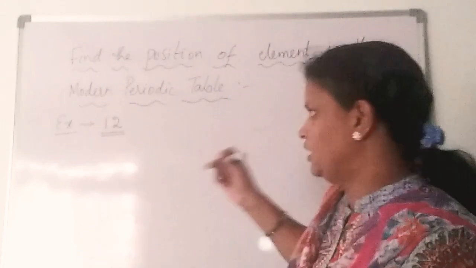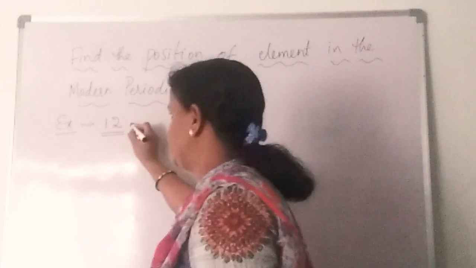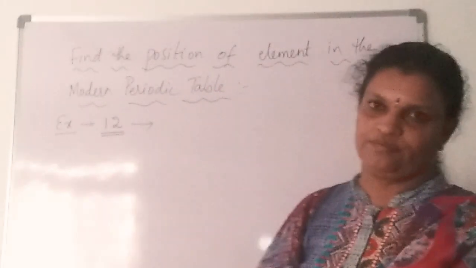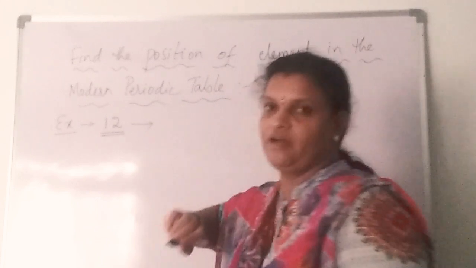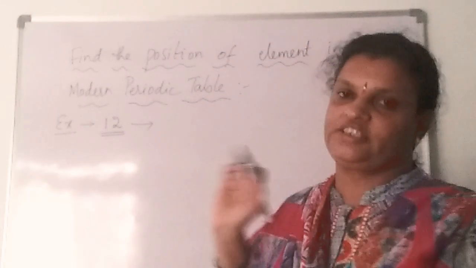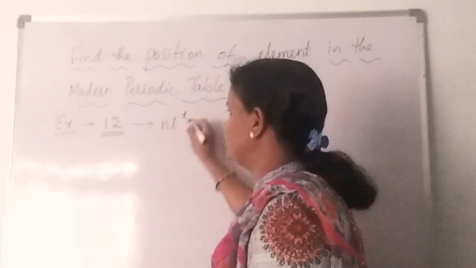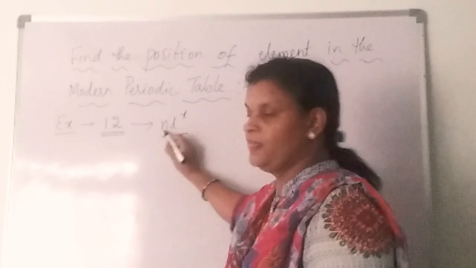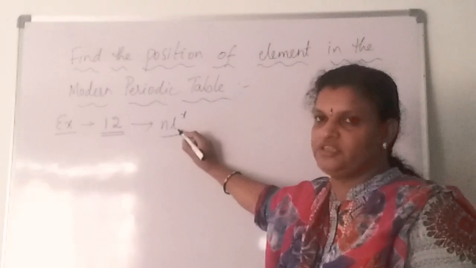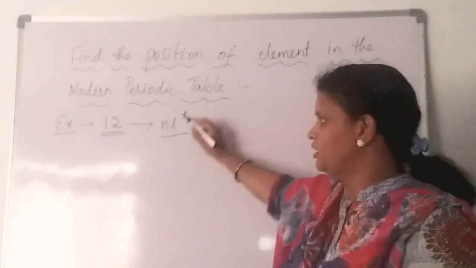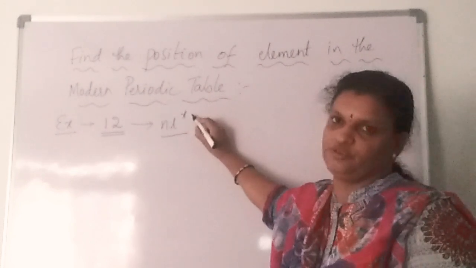How can we say that? Based on the atomic number given, first of all we should be able to write its electronic configuration. So how to write that electronic configuration? Here we have to use the NLX method. What is that NLX method here? First of all we have to write the shell number. Next, the azimuthal quantum number, based on which we write the subshell name. Then we have to write how many electrons are present in that particular subshell.